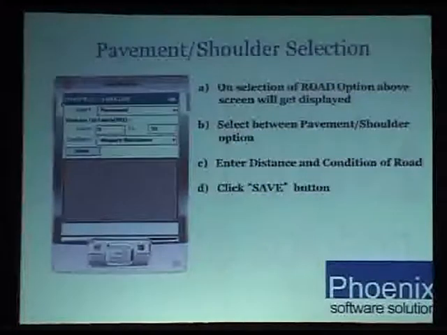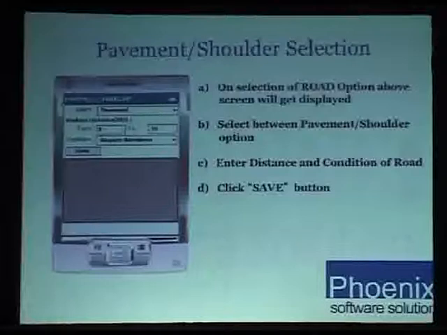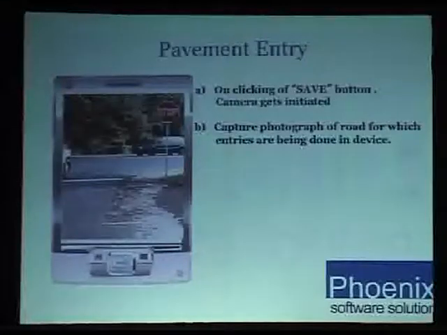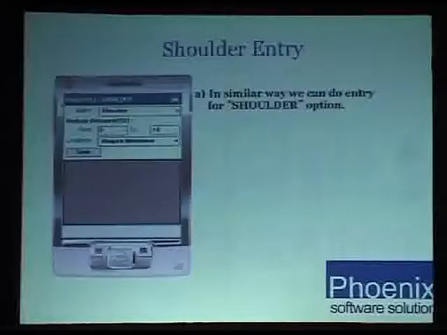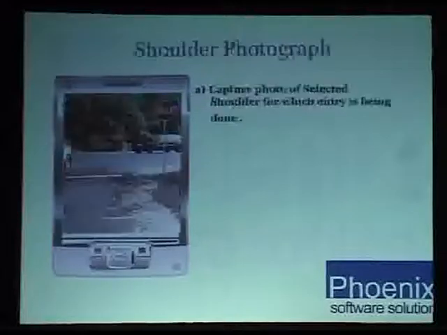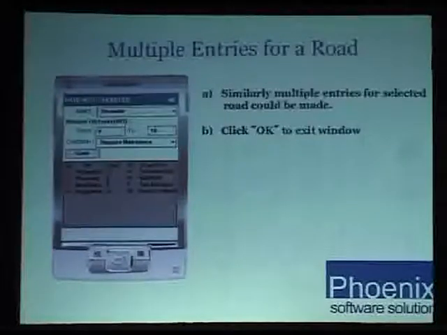Now we put in the distance, from where to where we are monitoring these roads, and what is the condition of the roads. And when we save it, the camera gets enabled, and we take the photograph of the roads. And the same for the shoulder evaluation. Next. Again, the camera gets enabled, and all the list will come over here.